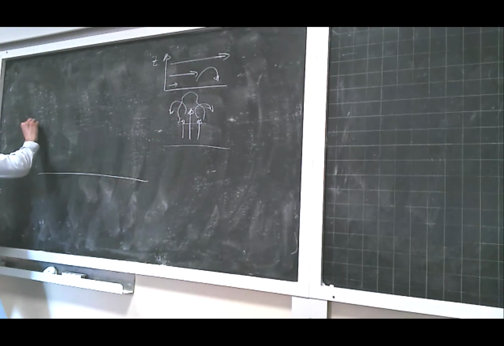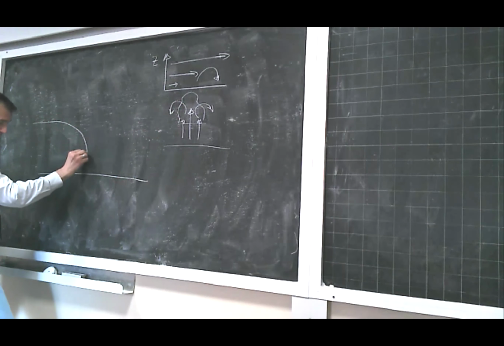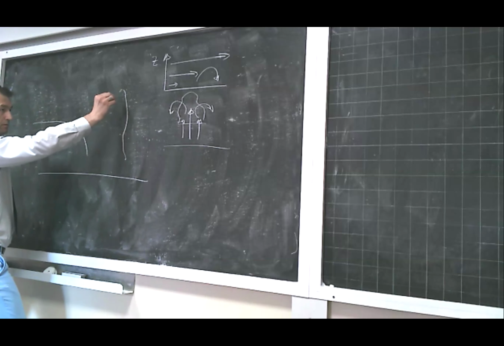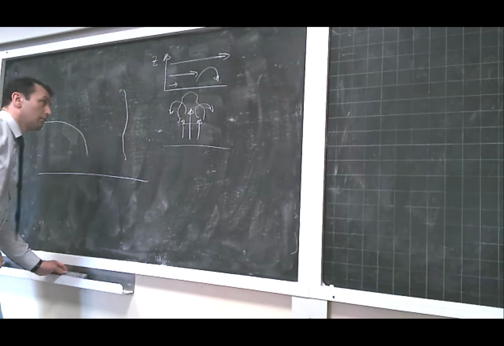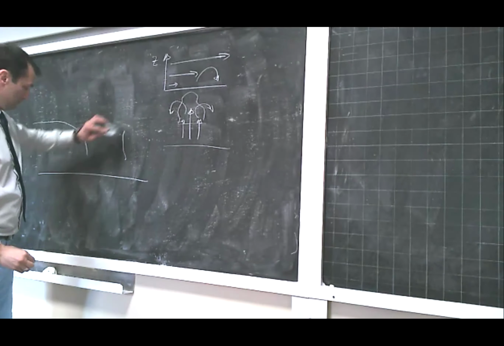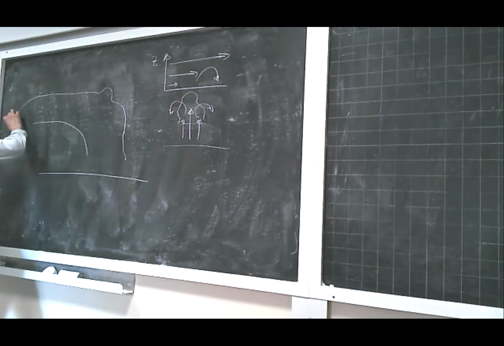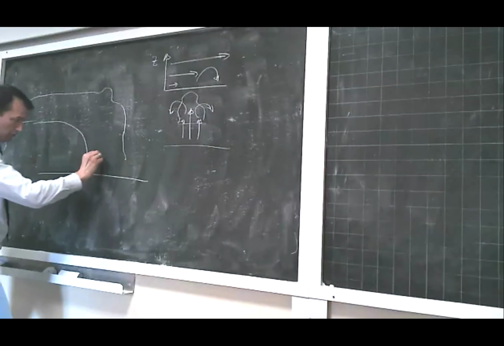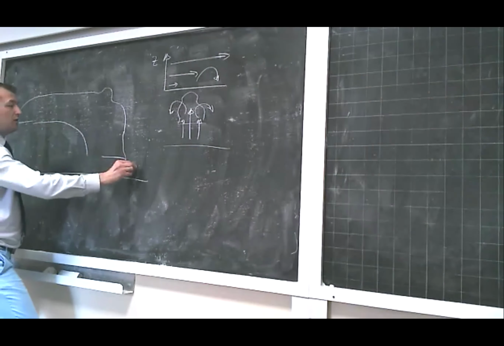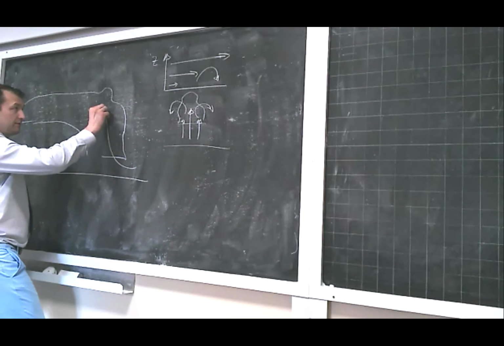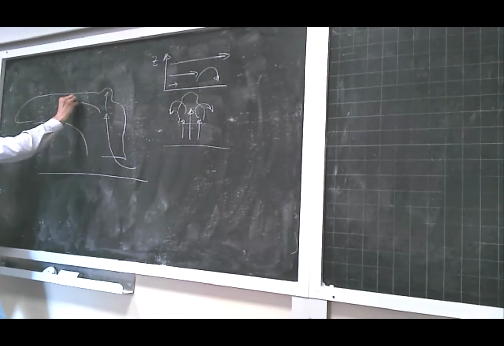Here is the surface of the Earth. Here is that cloud that I plotted before. Here is the base of the cloud. Here we have updraft, and this updraft goes like so.